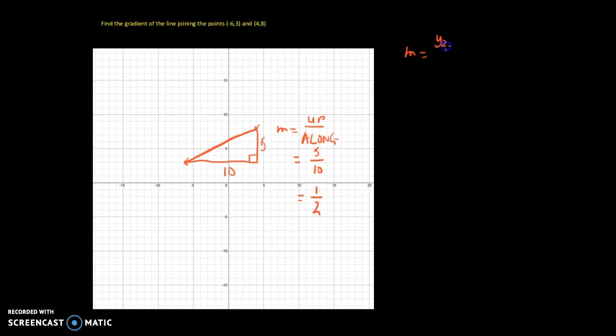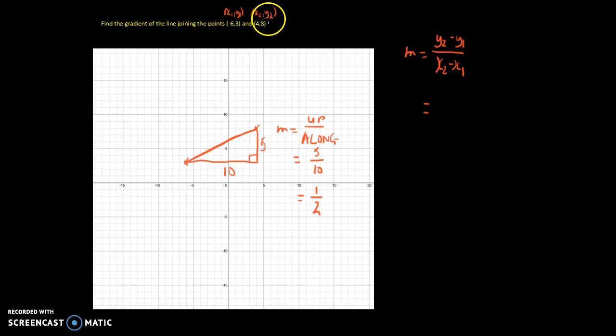And the formula I like is m equals y2 subtract y1 over x2 subtract x1. And what we're going to do, we're going to use these coordinates to help us. So let's call this set of coordinates up here x1, y1. That's -6, 3. In other words, that's our first set of x and y coordinates. And our 4, 8, let's call that x2, y2. So it's our second set of coordinates. And let's plug those into the formula.